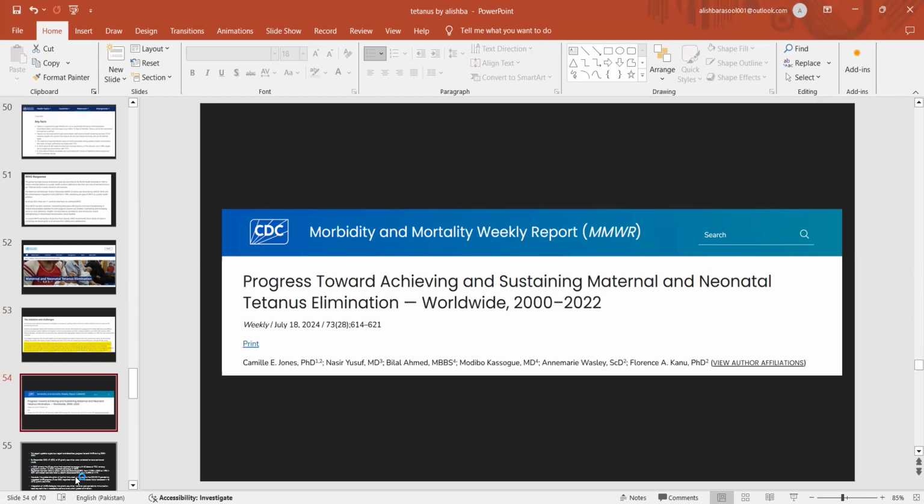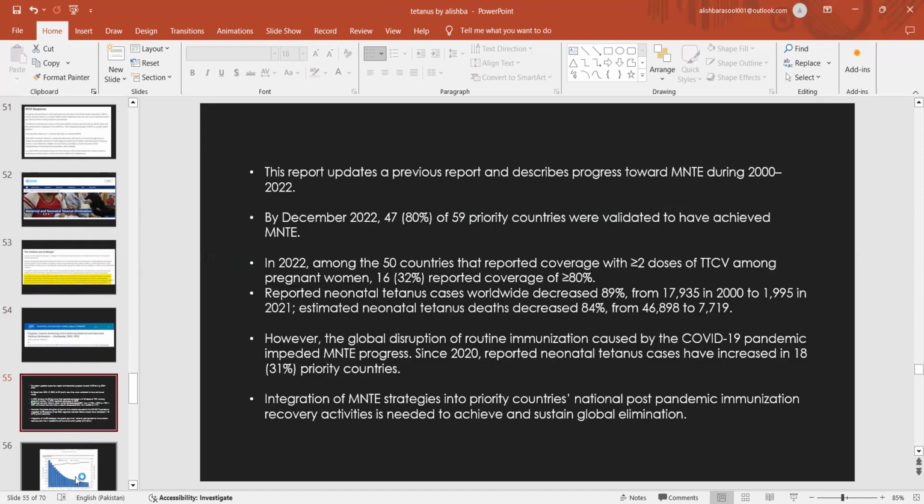Progress towards achieving and sustaining maternal and neonatal tetanus elimination worldwide. This report updates a previous report and describes progress towards MNTE during 2000 to 2022. By December 2022, 47 of 59 priority countries, 80%, were validated to have achieved MNTE. In 2022, among the 50 countries that reported coverage with 2 or more doses of TTCV among pregnant women, 16 reported coverage of greater than 80%. Reported neonatal tetanus cases worldwide decreased 89% from 17,000 in 2000 to 2,000 in 2021. Estimated neonatal tetanus deaths decreased 84% from 46,898 to 7,790.